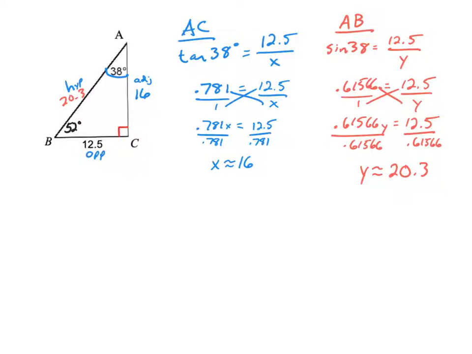And now we've solved for everything in that right triangle. If you had wanted to, instead of using sine to solve for AB, you could have used the Pythagorean theorem, using 12.5 and 16 as your A and B, but you chose to use sine.